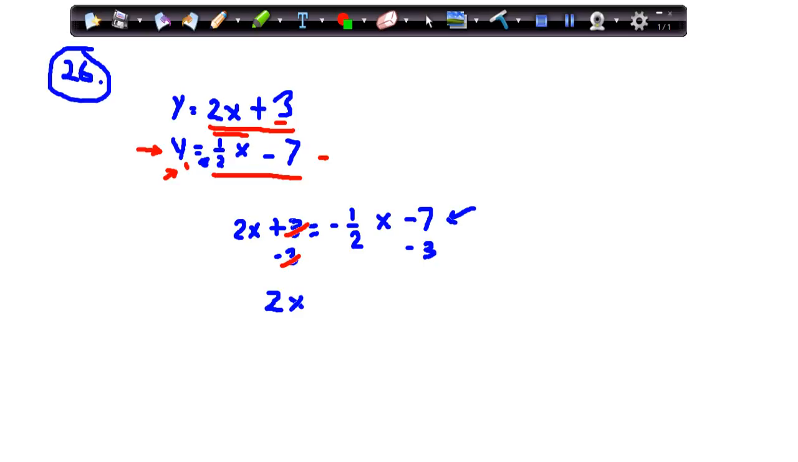But before we do that, we're going to do something else. You see this negative half x term? That term and this term, the 2x, are alike. So we're going to combine those. When we combine those, you have 2 and a half x. And so your problem looks like this.